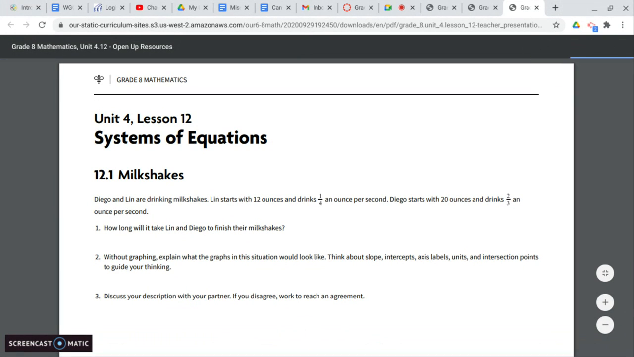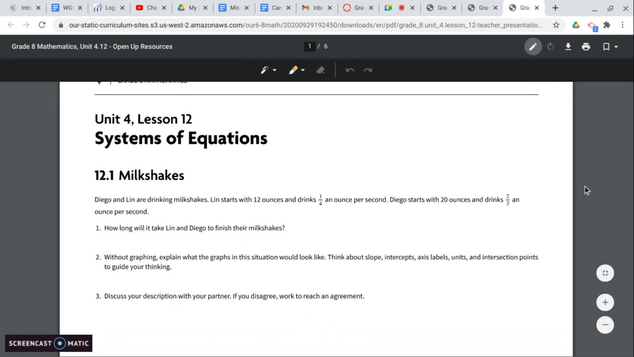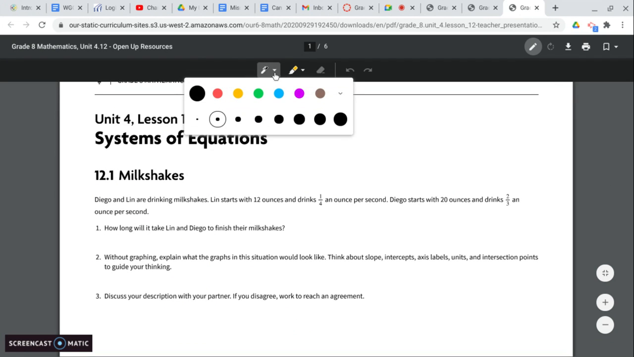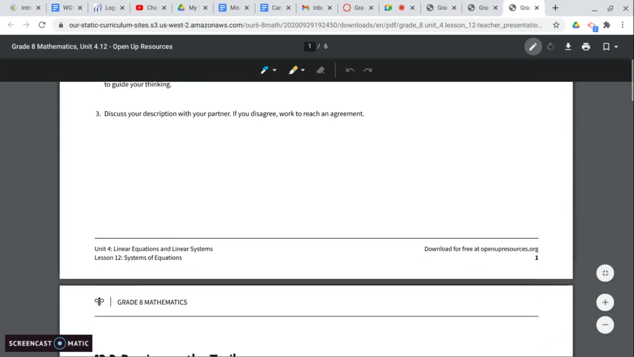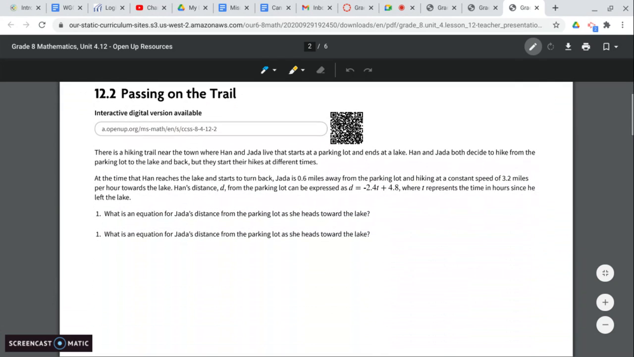A system of equations is where we have more than one equation being represented on a graph, and when we're graphing them, solving them, and working with them, we want to find their intersection point.